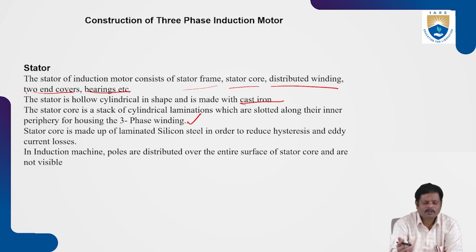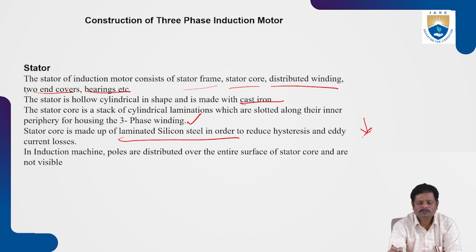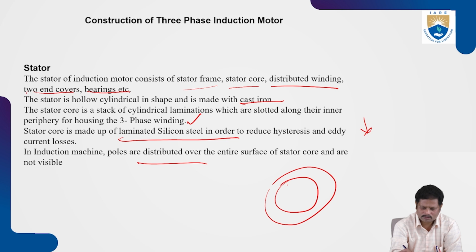in the stator core. The stator core is made up of laminated silicon steel in order to reduce the hysteresis and eddy current losses. Hysteresis loss can be reduced by taking good material, and eddy current losses can be reduced by laminating the core. In an induction machine, the poles are distributed over the entire surface of the stator.